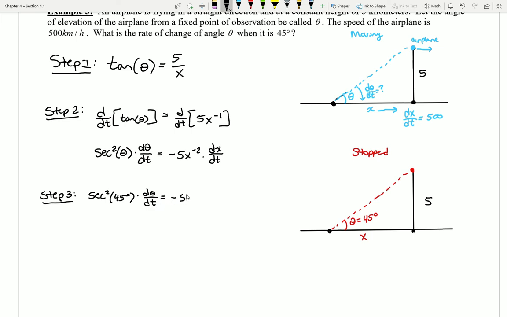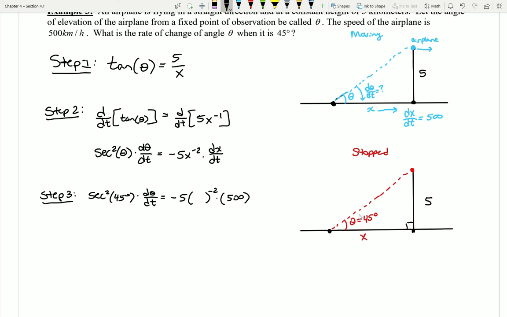I'm going to need to figure out what this value of x is, and I already know that dx/dt is equal to 500. So let's just focus on this value of x. It seems like that's the only thing I need in this picture. And actually, I think it's going to be unbelievably easy to find.